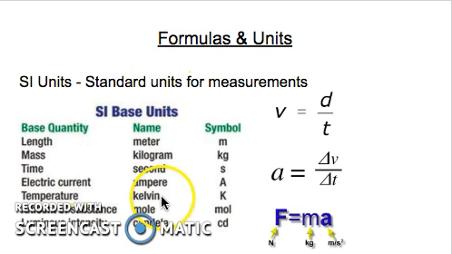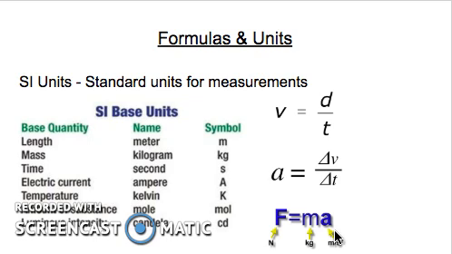And I pulled from the internet this particular graph: the standard unit for length or distance is the meter, the standard unit for mass is the kilogram, time is the second, and so on and so on. So whenever you have communication between countries and communication between scientists, these are the standard units that people end up using. So I have here, kind of toward the right, three formulas that we have in physical science.